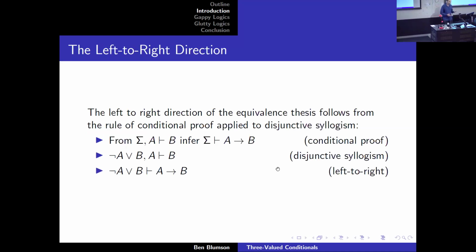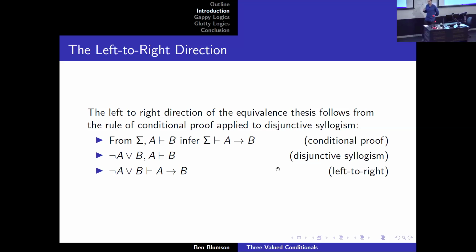Okay, so the argument for the left to right half, that not A or B entails if A then B, just relies on two things. One is called conditional proof, the other is disjunctive syllogism. Conditional proof says if you have a valid argument with some premises, then you can move one of the premises into the antecedent of the conclusion, and it will still be valid.